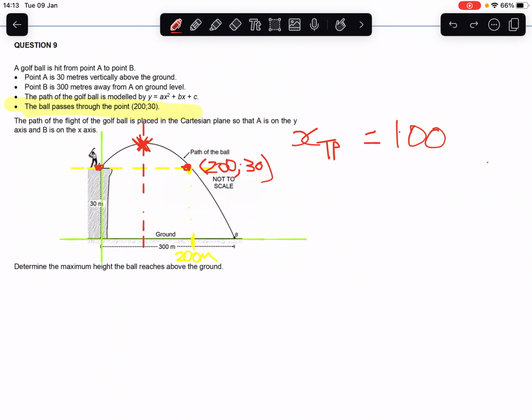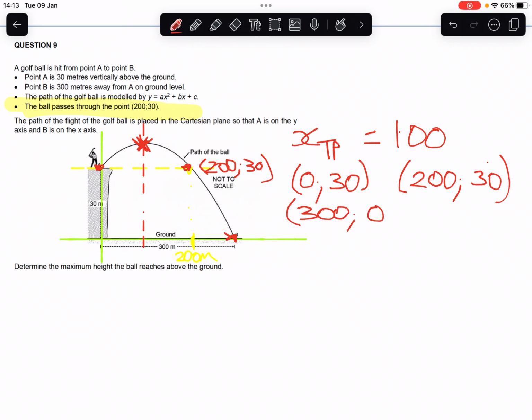Okay, so what do we know? We know that when x is 0, y is equal to 30. We also know that when x is 200, y is equal to 30. Then another point that's lurking is when x is equal to 300, y is equal to 0. The ball is not above the ground anymore, it's on the ground, so the height is 0. So there are our 3 bits of information that we can use to figure out what a, b, and c are. So let us do that.